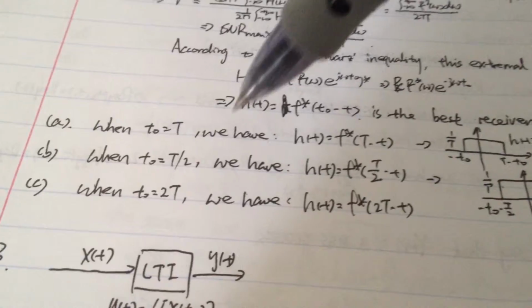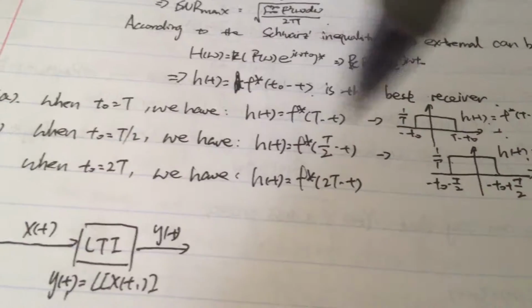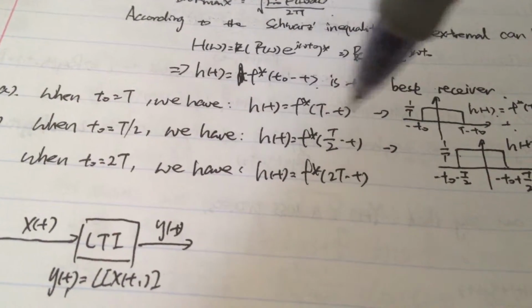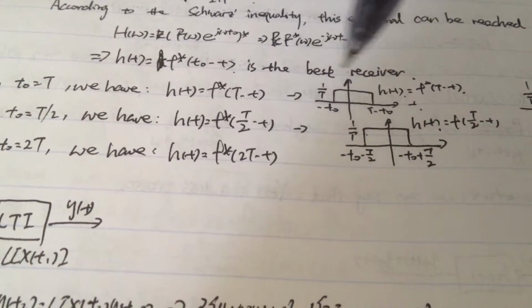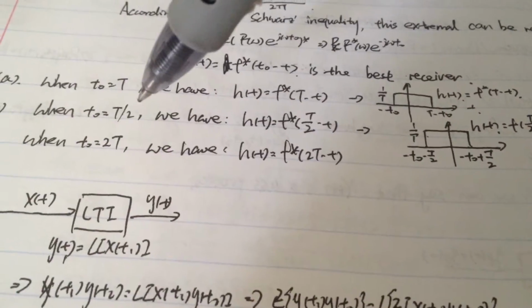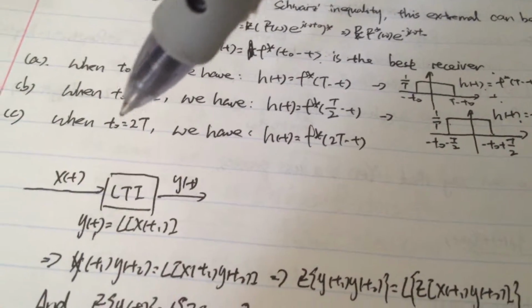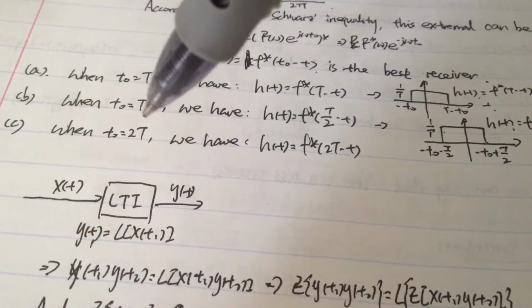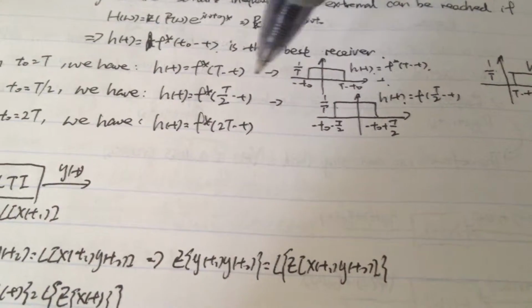And for the diagram, when t0 equals capital T, we can rewrite this into this one, and the diagram should be like this. And when t0 equals half of the capital T, and when t0 equals 2 times capital T, we can plot the diagram like this and like this.